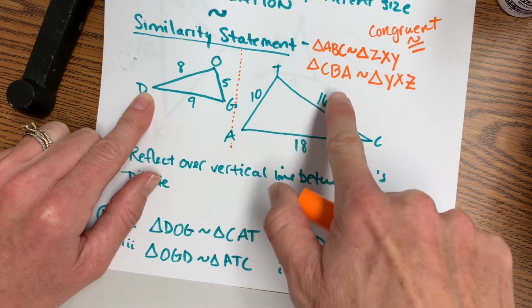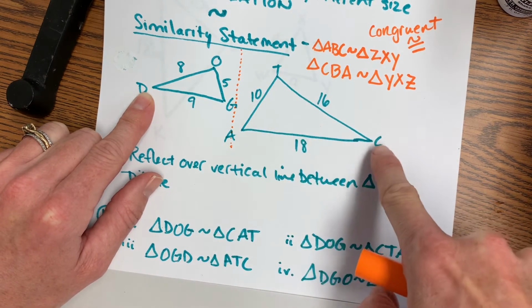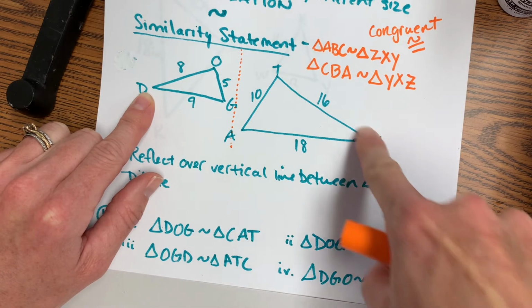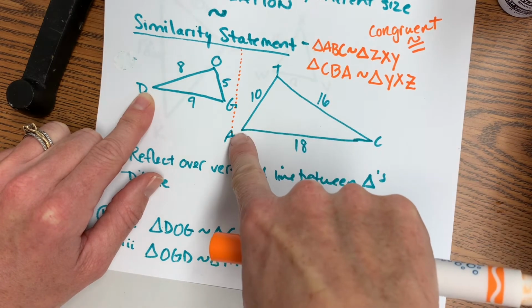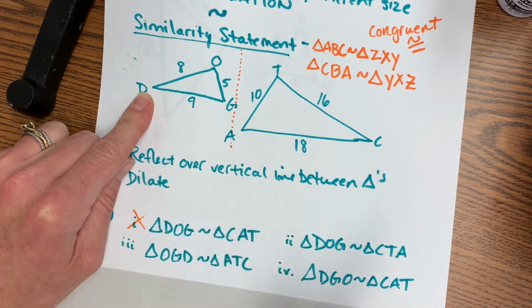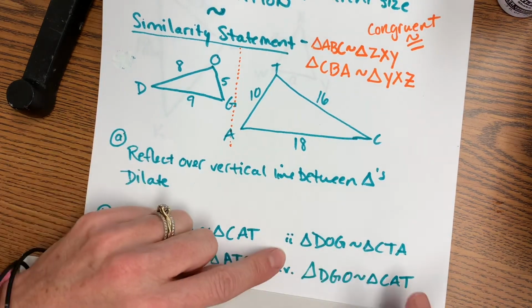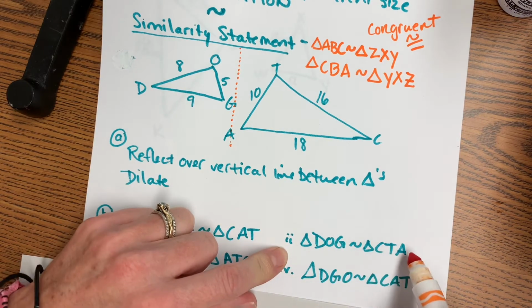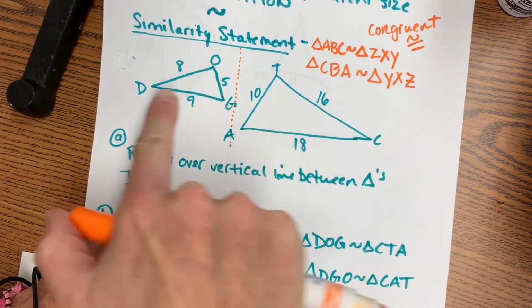The middle side is 16, the small side's 10. So that would have to be labeled C to T to A. And that is labeled CAT, so this does not work. All right, let's try this number 2. They did D-O-G to CTA. DOG, so I just checked the first two.